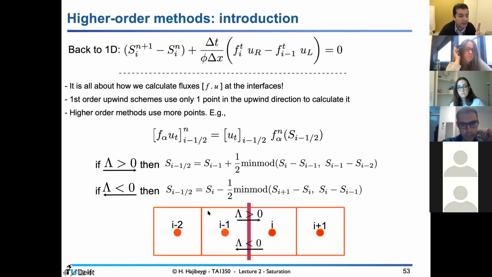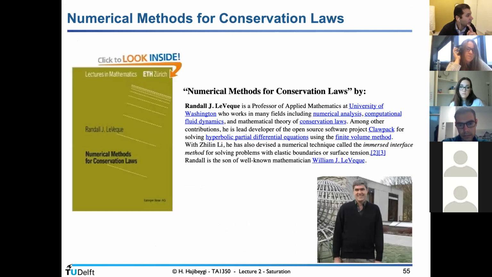One advice I have for you is, if you get time in future, please read this textbook, Numerical Methods for Conservation Laws by Randall LeVeque. It's a beautiful textbook, and I've read it multiple times. It was part of my exam when I was a kid as well. So that was half of our course. It's ETH lecture notes, by the way, from the time he was giving the lecture there. And it's just so nice, so comprehensive.